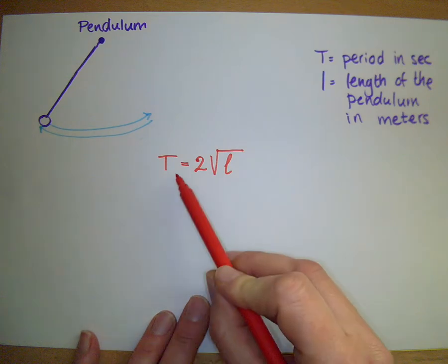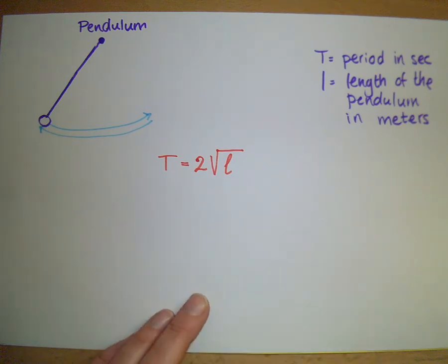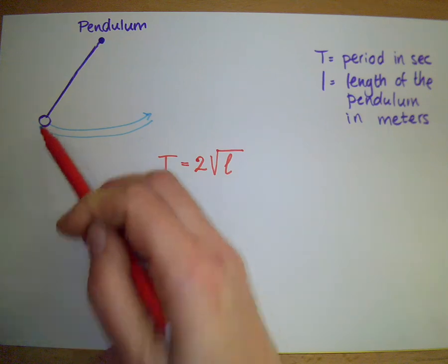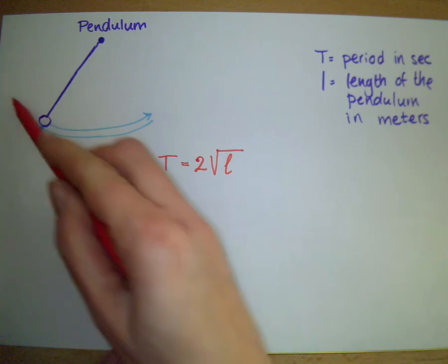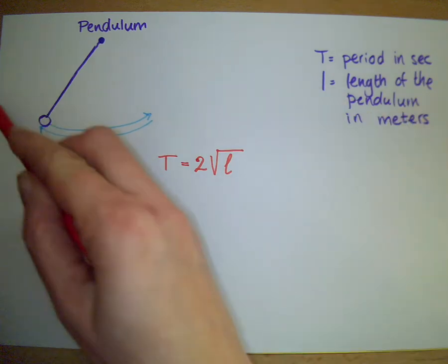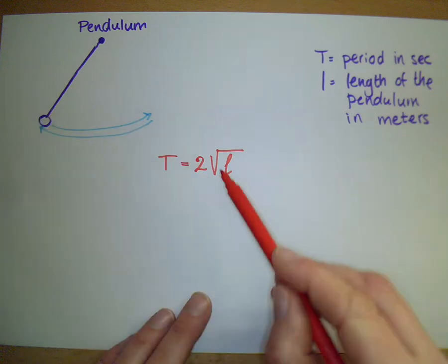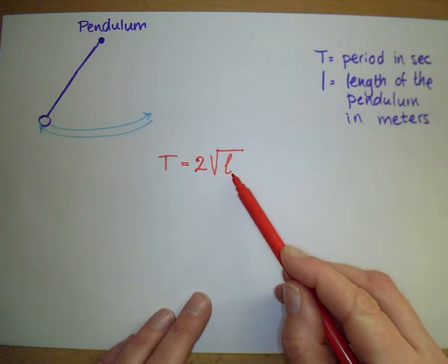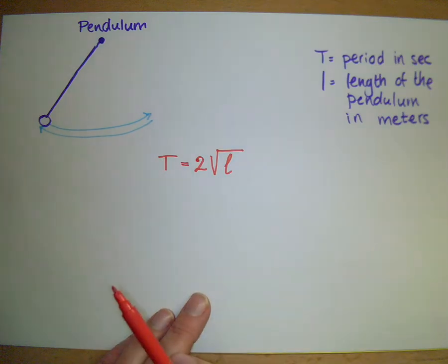I've always thought this was really cool. It doesn't matter how heavy the pendulum is, how heavy the cannonball is. It doesn't matter how high you start swinging it. The time it takes for it to swing and swing back is only dependent on the length of this rope, which is fascinating, I think.